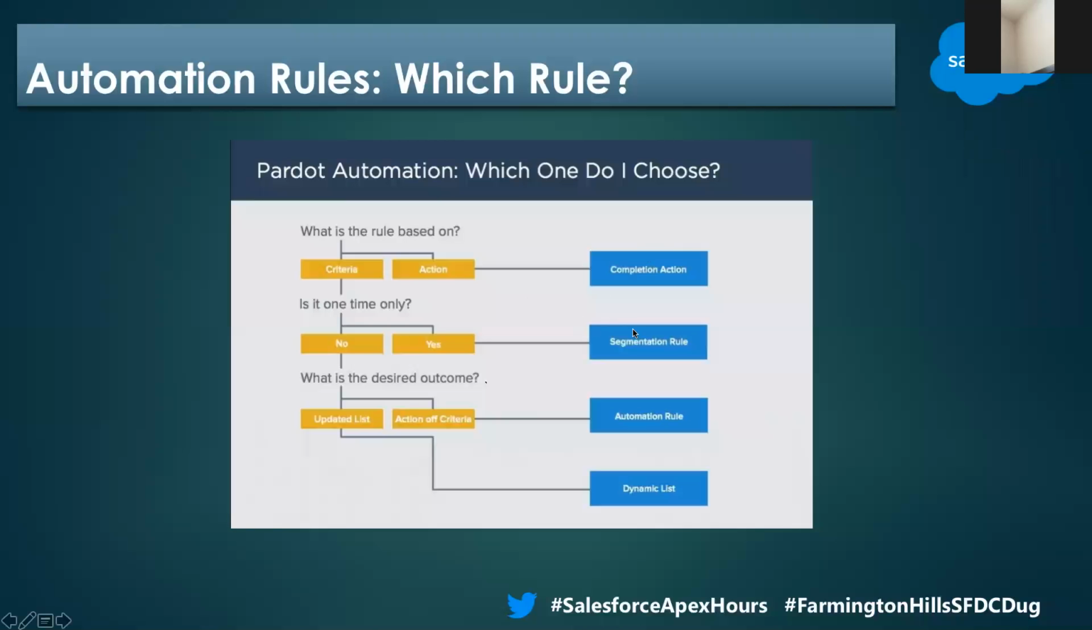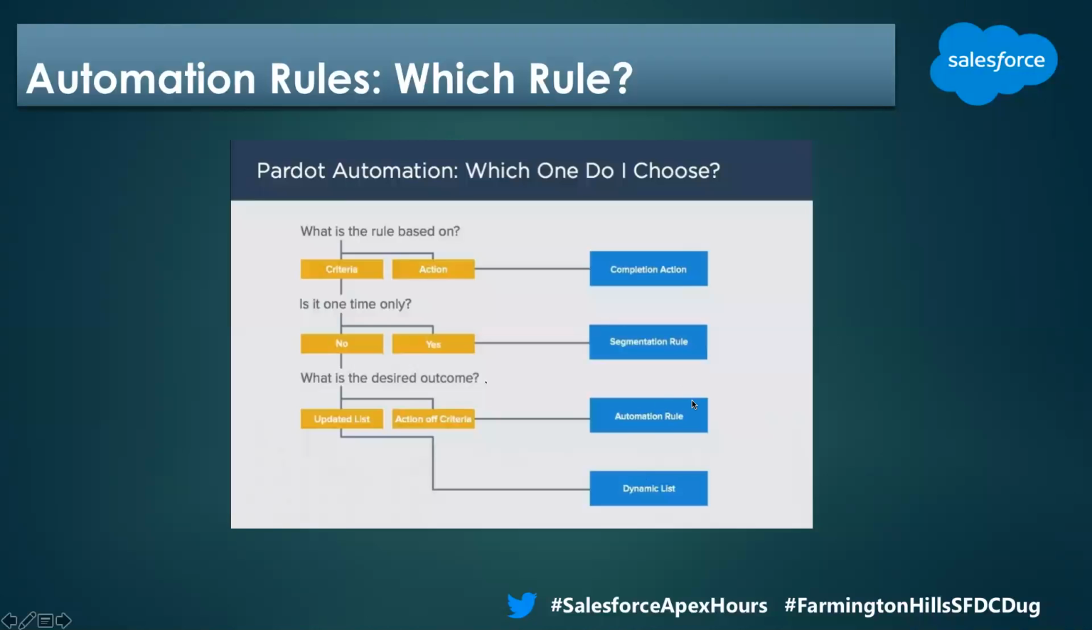So in a similar way to whether you would use workflow rules or process builder to do something, this infographic is helping you choose whether you would use a completion action or a segmentation rule, etc. You'll notice that probably only one of these we've seen already. We've already had a look at the dynamic list, which is based on criteria. It's not one time only, and the result is an updated list. So that's when we would want a dynamic list. We've got things like completion actions, which is where if somebody completes a form, we want this to happen. And the one that we're just going to have a look at now is the automation rule.